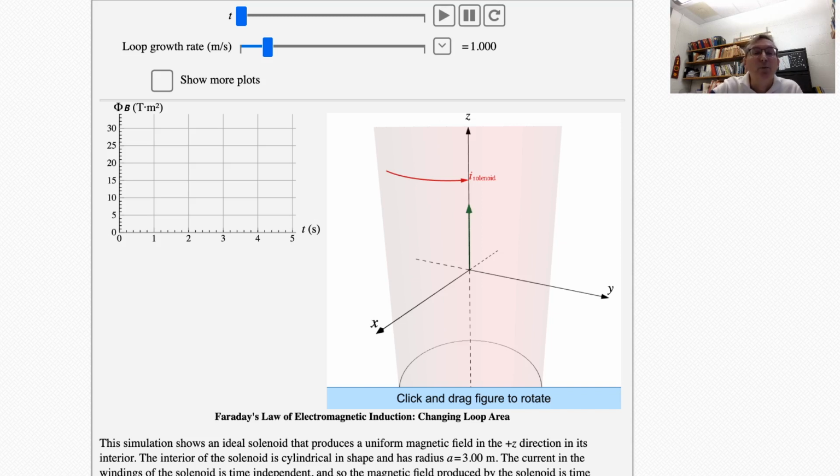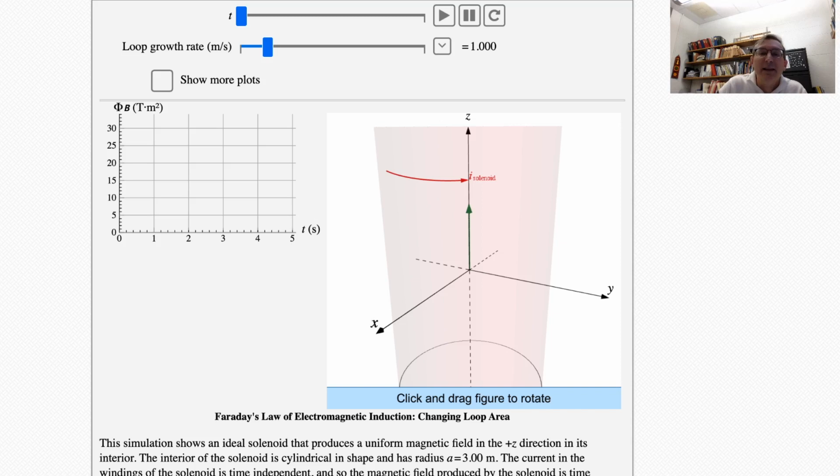And now I'm going to have a loop. It's a magic loop. It can change. It's going to be circular. It can change its radius. It's going to start with a radius of 0 at the origin, and it's just going to expand outward with an ever bigger radius and therefore an ever bigger area. And because I have a magnetic flux through that area, and I'll have a changing area, so I'll have a changing magnetic flux.